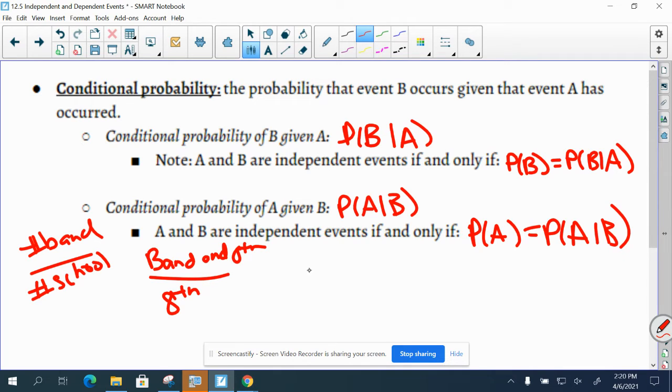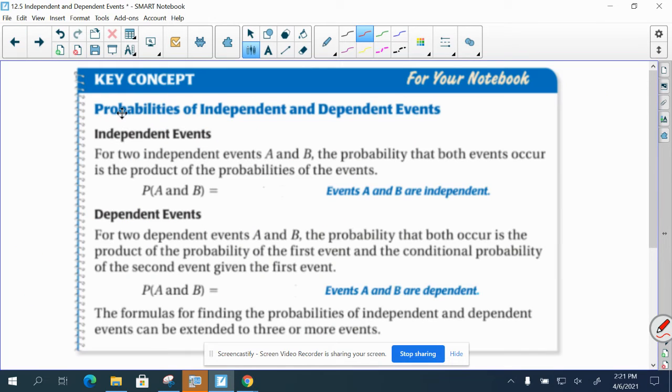And then that's different from the probability of being in band and an 8th grader, because that probability is looking at the total. So this is like the probability of band given 8th grade, and then the probability of band and 8th grade is even something different. Okay, so we've got a couple of different things going on here, but we're also going to talk about a rule on the next page for this, so this little box here.